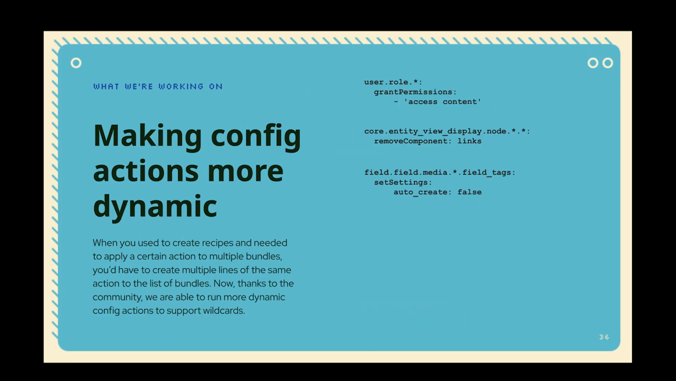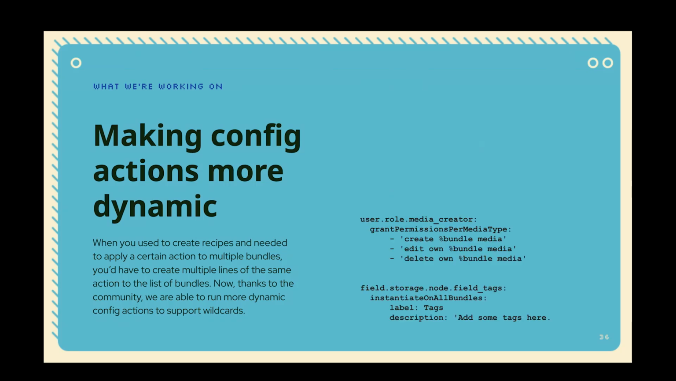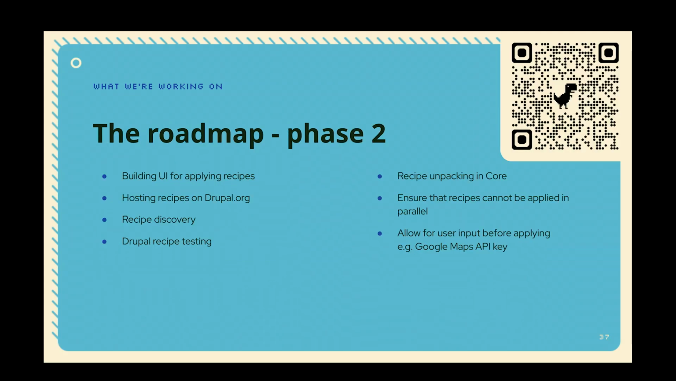We already talked about the ability to use wildcards to make your config actions apply more broadly, but there is also this idea now of being able to have placeholders, because some of the configuration that you might want to provide depends on having actual machine names in there, and so being able to have placeholders in there, again, will make them much more flexible in terms of how they can be used. And there's a whole published roadmap for phase 2 of the recipes initiative. We've already talked about some of these in terms of specifically things like unpacking.